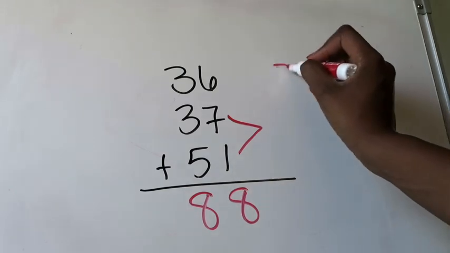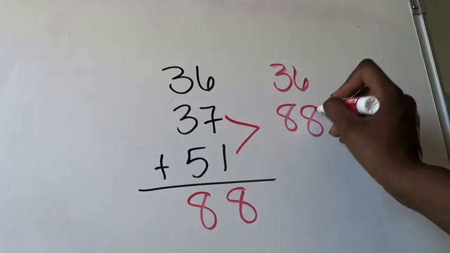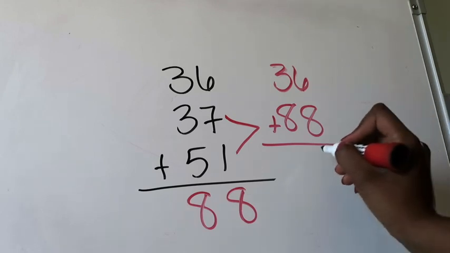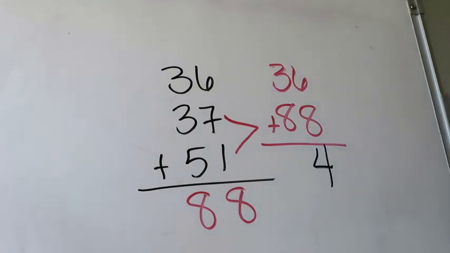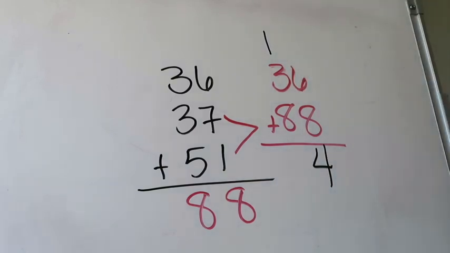So off to the side, I'm going to do 36. Give myself some room, plus 88, which was my partial sum from the first part of this problem. Now, this is just easier because there's only 2 numbers for me to deal with as opposed to 3 numbers. I know that 8 plus 6 is going to give me 14. So I'm going to bring down the 4 ones from the number 14. I'm going to regroup the 10 from the number 14.